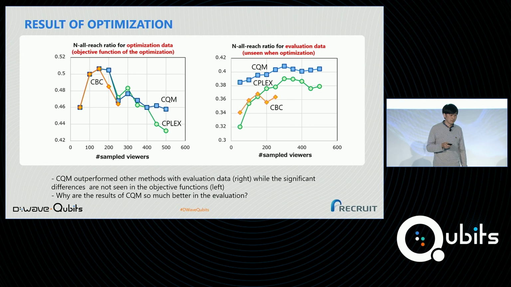But we need to understand why CQM is so much better. To understand why, we showed the objective function of the optimization. If you look at the objective function, surprisingly, there's no significant difference between CQM and CPLEX under the 400 here. So why is CQM so much better in the evaluation data, only in the evaluation data? To understand why, maybe we need to understand the robustness of the optimization.